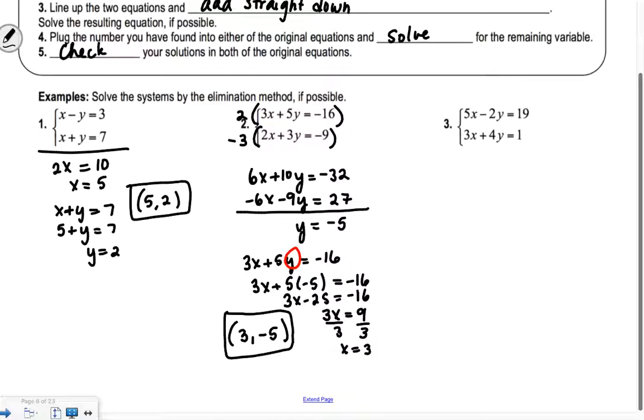Okay, is this easy? You guys feeling good about this? Yeah, it's pretty easy.